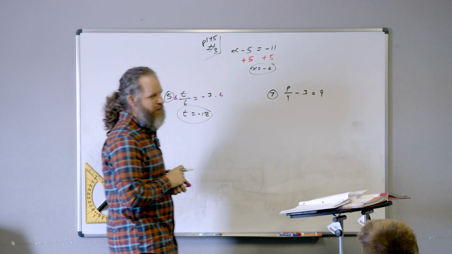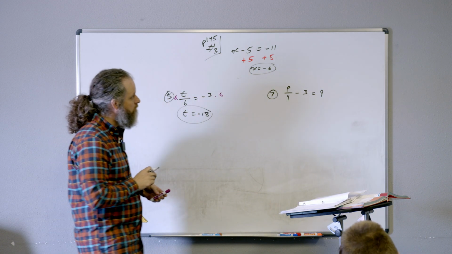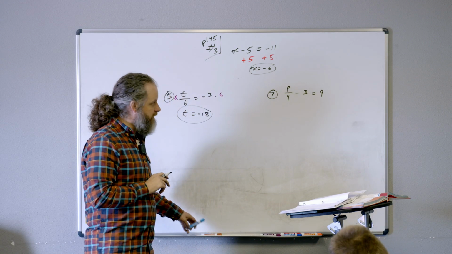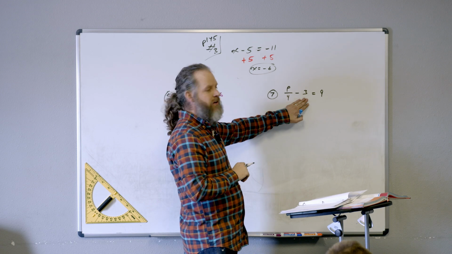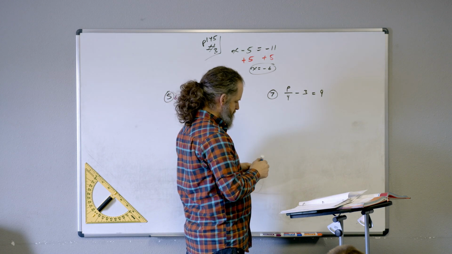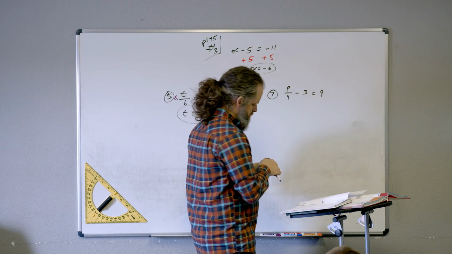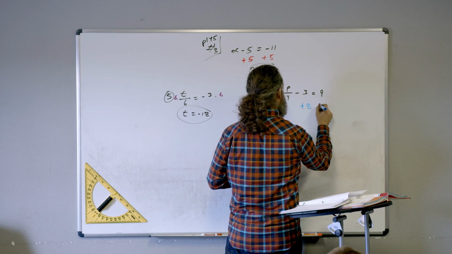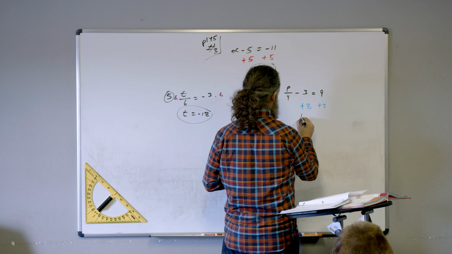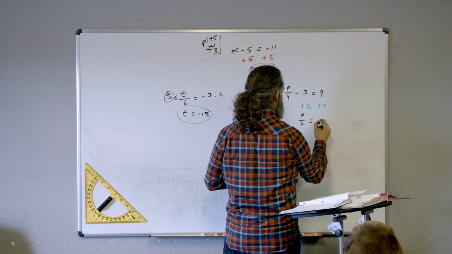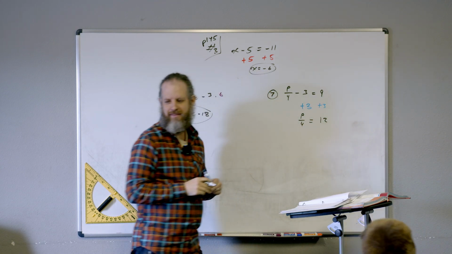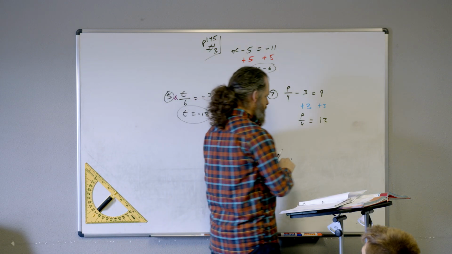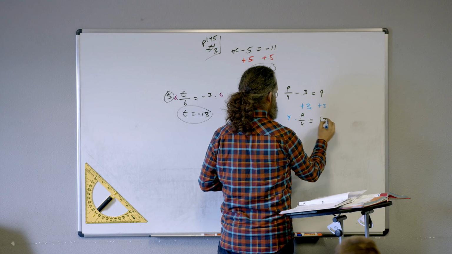So what would we do to solve this? Multiply by 4. You are going to eventually, but it's going to be easier to get rid of the 3 first. Oh, add the 3. Yeah, add the 3. 12, I think, right? Now we would multiply by the 4, which will equal.